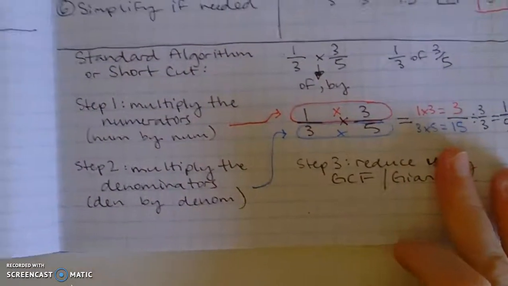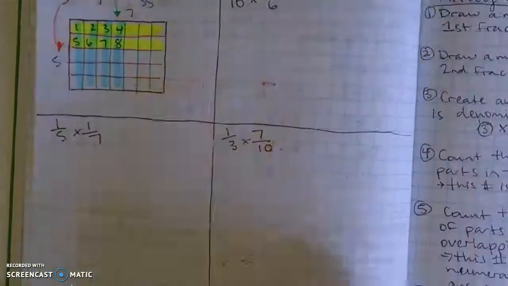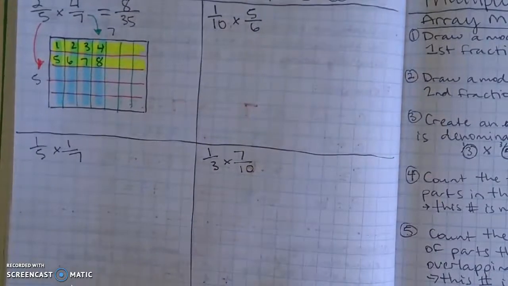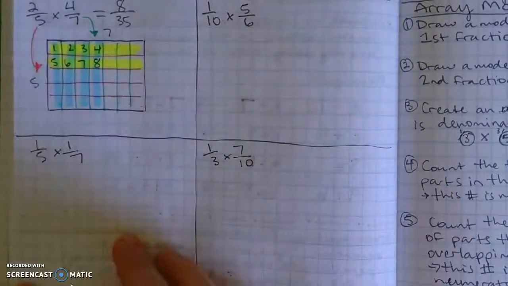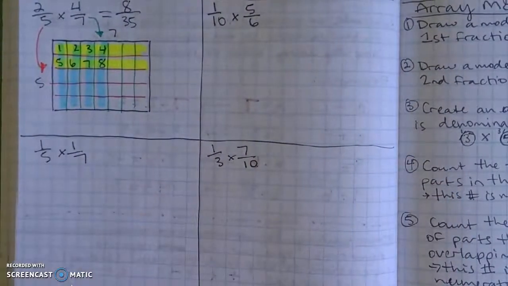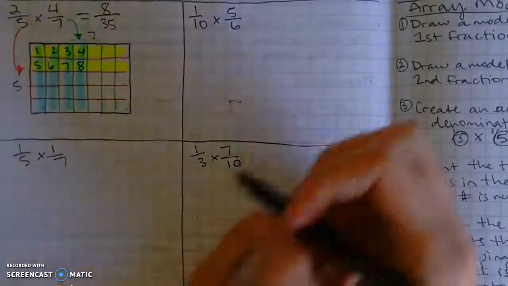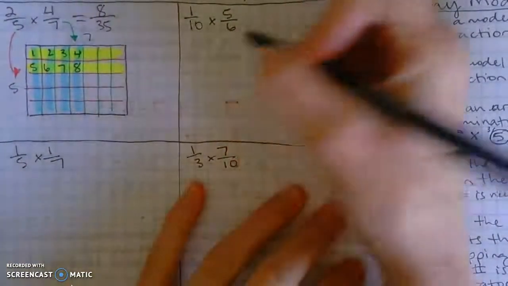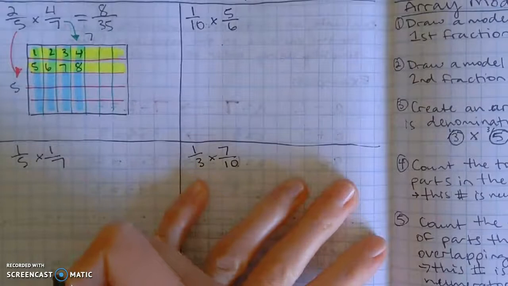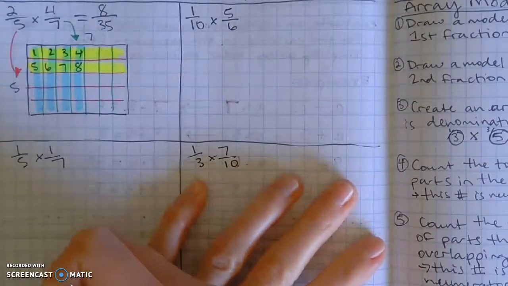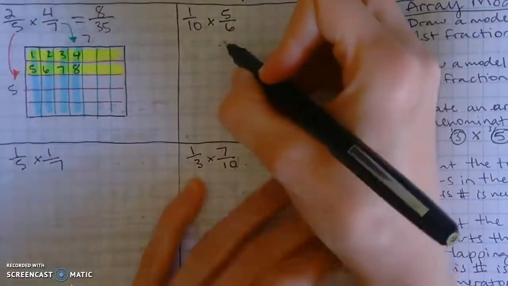Let's come over to your practice problems, and I'm going to show you the array model for these two, and then maybe I'll do all of them, and then we can just check using our standard algorithm. If you did these, great, you can check them. If you didn't, that's fine too. You can check using the standard algorithm.